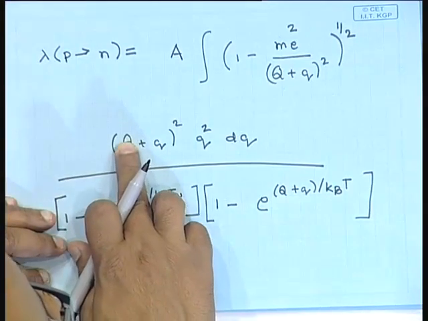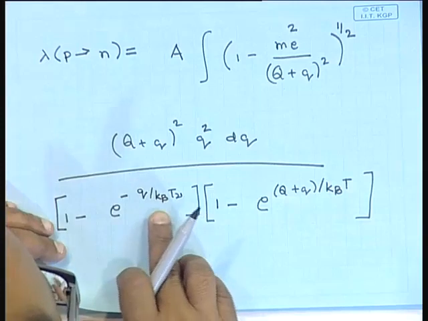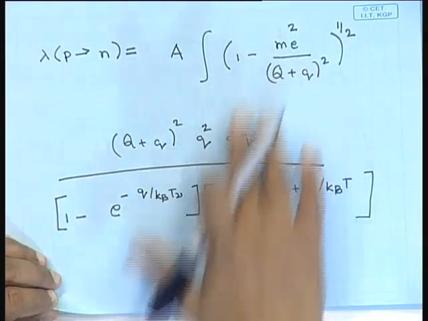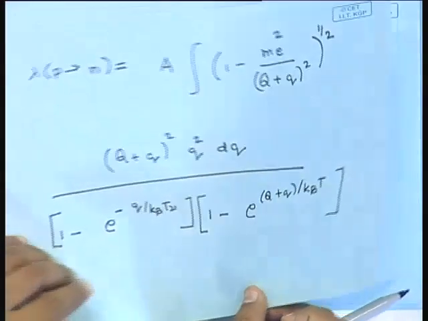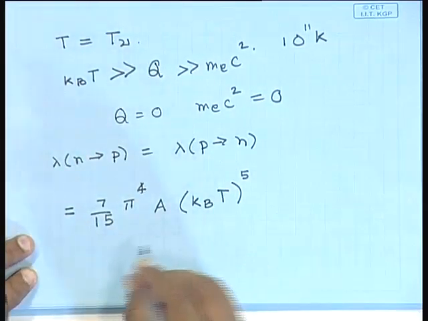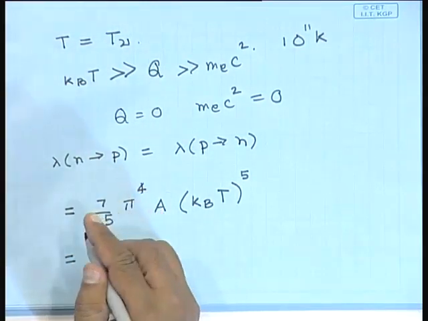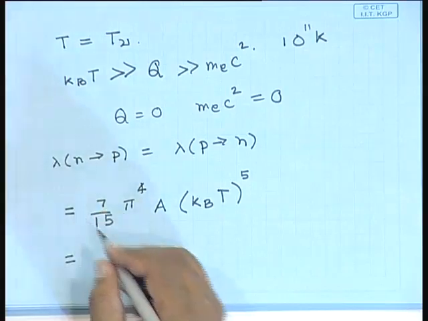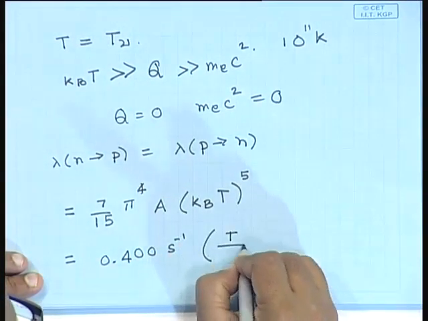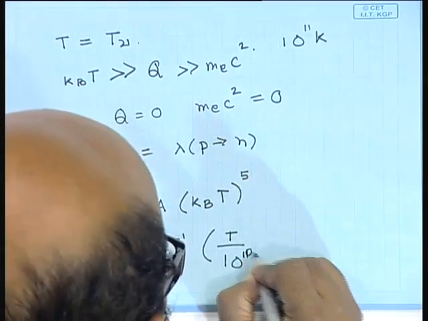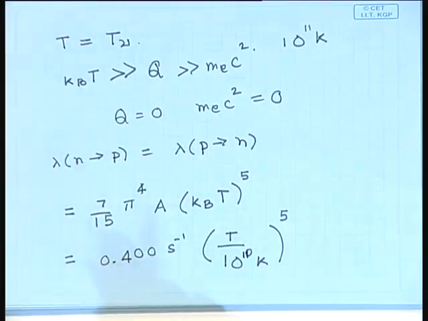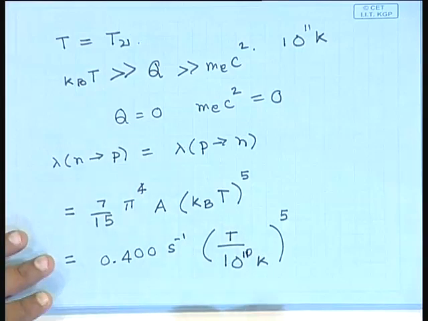This Q is not there, so you have Q to the power 4 over here. This temperature and this temperature are exactly the same. This capital Q is 0. So the integral that you get after that can be evaluated analytically, and this is the answer that you get. With these simplifications, the reaction rates are given by this. If you put in the numbers for this, the reaction rates turn out to be this.